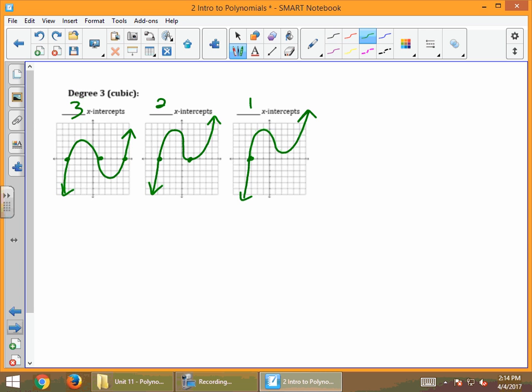Would it ever have 0? Why? Yeah, it's going in both directions. So if it's starting on the bottom, it has to cross eventually because it's going in the opposite direction. No matter what, a cubic's going to have at least one x-intercept. Okay. Questions over there?